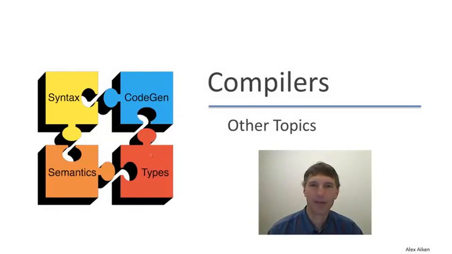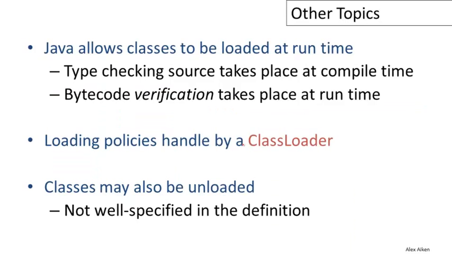In this video, we're going to wrap up our discussion of Java by taking a look at a couple of additional topics and how they are integrated into the language design. Consistent with Java's dynamic nature, Java allows classes to be loaded at runtime. What this means is that you can actually add functionality to an executing Java program, while it's running, by loading a new class. And this creates potential issues with type safety and security.